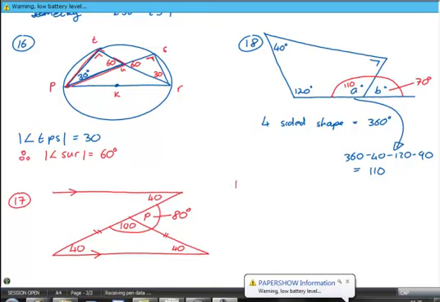Number 19. An unusual question. It says the three angles in a triangle, and you're given their ratios. It's in the ratio of 1 is to 2 is to 3. But it's not that it's saying 1 degree, 2 degrees and 3 degrees. They're in the ratio of 1 is to 2 is to 3. The only thing that you do know is that those ratios add up to give 180 degrees.